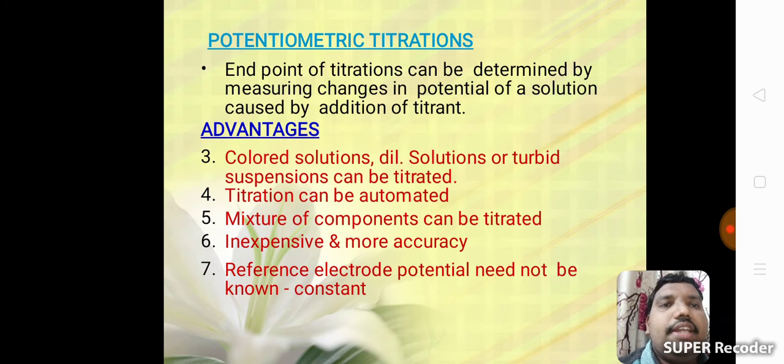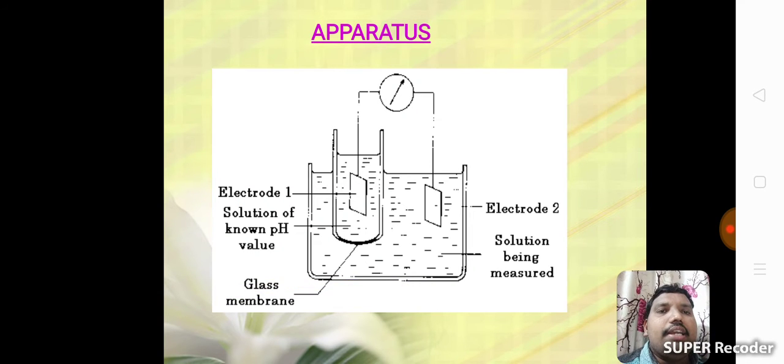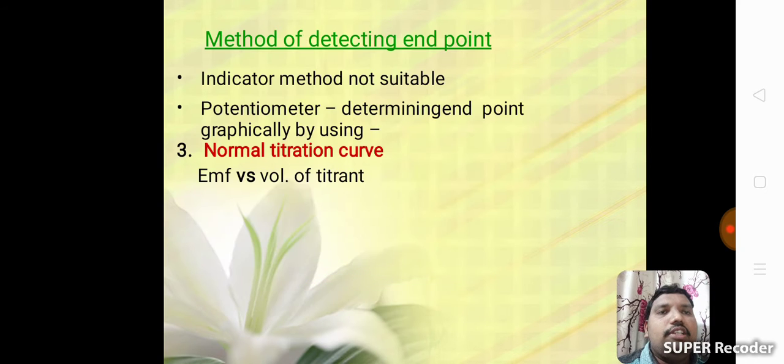Here in potentiometric titration, the end point can be determined by measuring changes in potential of a solution caused by addition of titrant. See the apparatus. Here take two different electrodes. The first electrode is dipped into a solution of known pH value, that is the glass membrane. The second electrode is dipped into the solution being measured, which produces the electrode potential value.